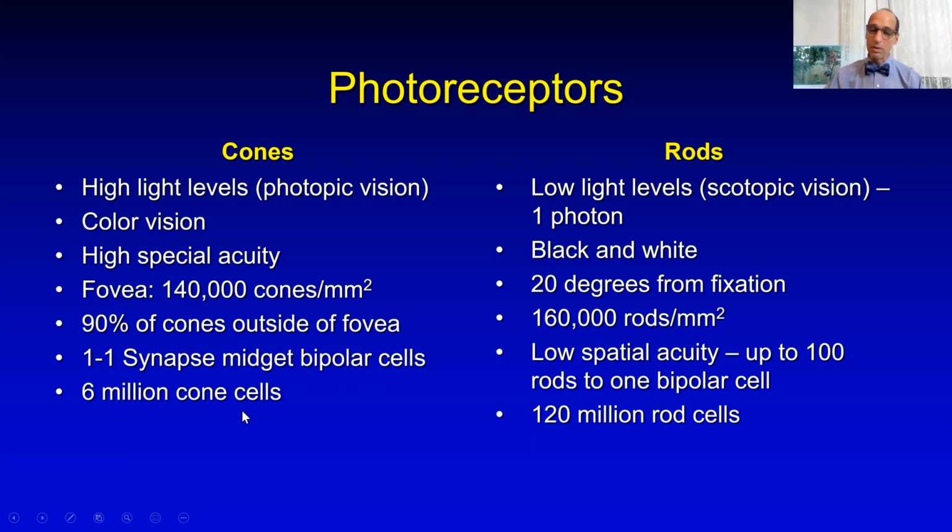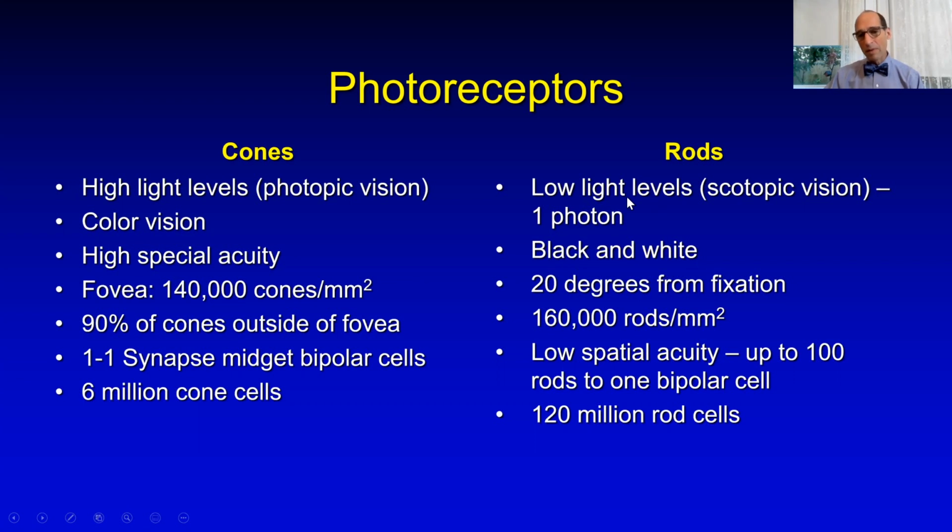And you have 6 million cones. So in a way, when you look at the 120 million rods and 6 million cones, we are more optimized for night. And I think that's probably a survival advantage, to be able to see things at night, even though we spend all of our time in the day.